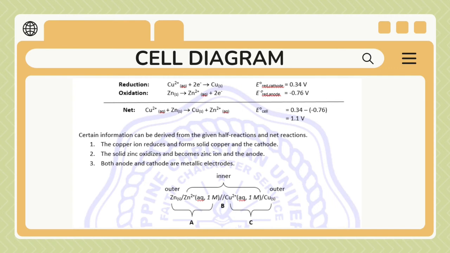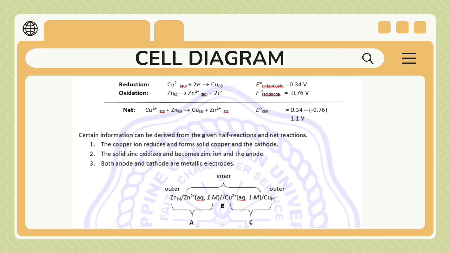So always keep in mind that certain information can be derived from the given half reaction and net reaction. Number 1, the copper ion reduces and forms solid copper at the cathode. Number 2, the solid zinc oxidizes and becomes zinc ion at the anode. Number 3, both anode and cathode are metallic electrodes. So the cell diagram can be expressed using the above information.